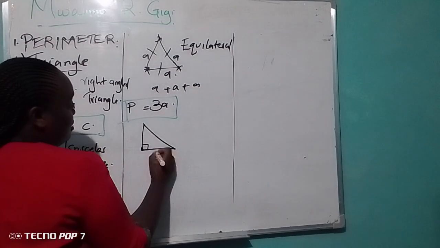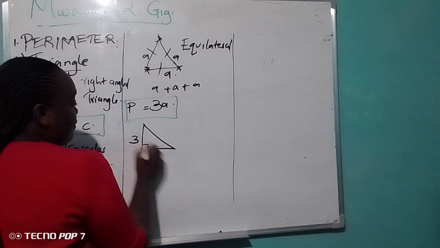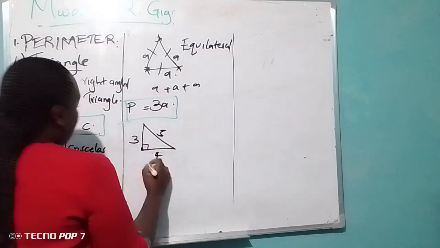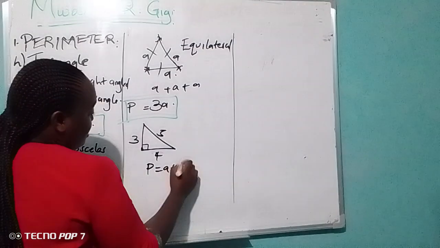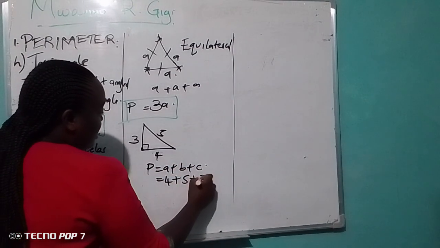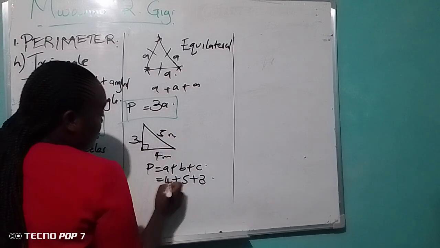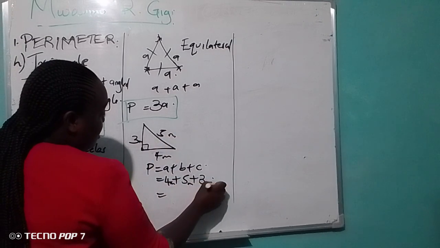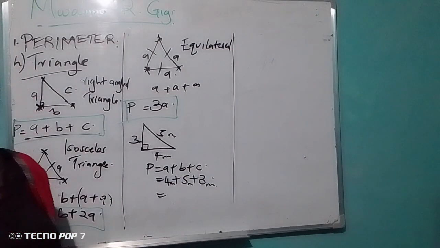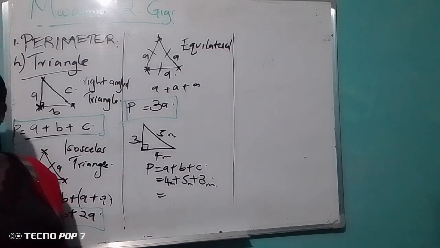So tuseme for instance this is 5. Inakuanga 3, 4, 5. Si ndio? So perimeter is equals to A plus B plus C. So it's 4 plus 5 plus 3, which is equals to, all sides are in meters. So 4 plus 5, hebu fanya 4 plus 5 kwa hii calculator. 4 plus 5 plus 3.